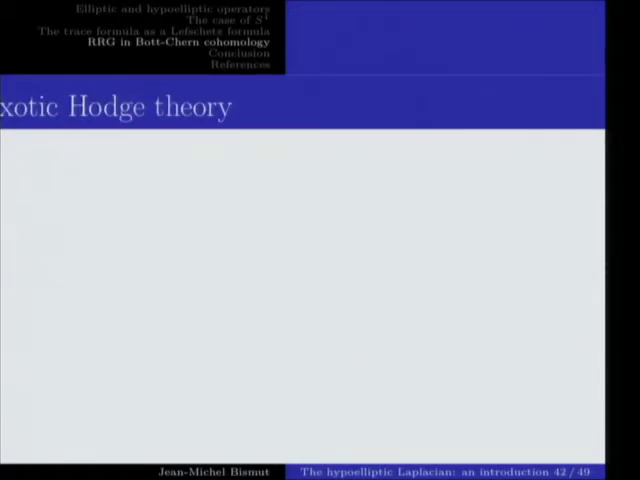So instead of telling you the detail of the construction, I will just explain to you in 2 minutes what is exotic Hodge theory, on which the construction of the hypoelliptic Laplacian will be based. Basically, you are going to try to develop a Hodge theory which, instead of being based on the Hermitian product of differential forms, will be based on the exterior product of differential forms. So let's do a thought experiment.